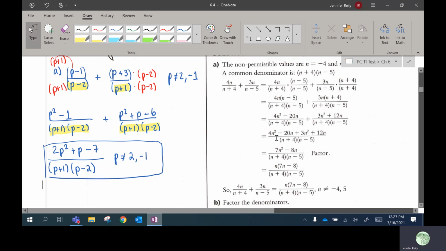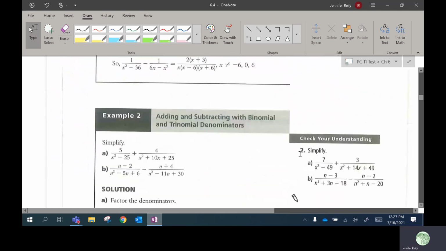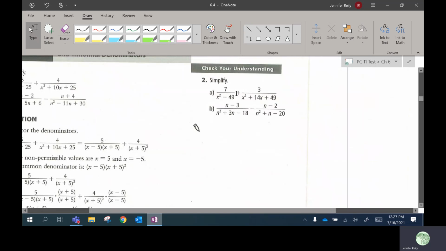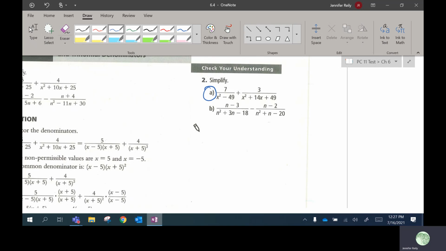Okay, so you guys can try B if you like, or you can move ahead to a little bit more of a challenging example. Check your understanding number 2. Okay. So in the first example, we didn't need to do any factoring, but this one has some trinomials here. So we will have to factor first before we can make a common denominator. And also it helps us determine what our non-permissible values are as well. So let's go ahead and factor before we do this.